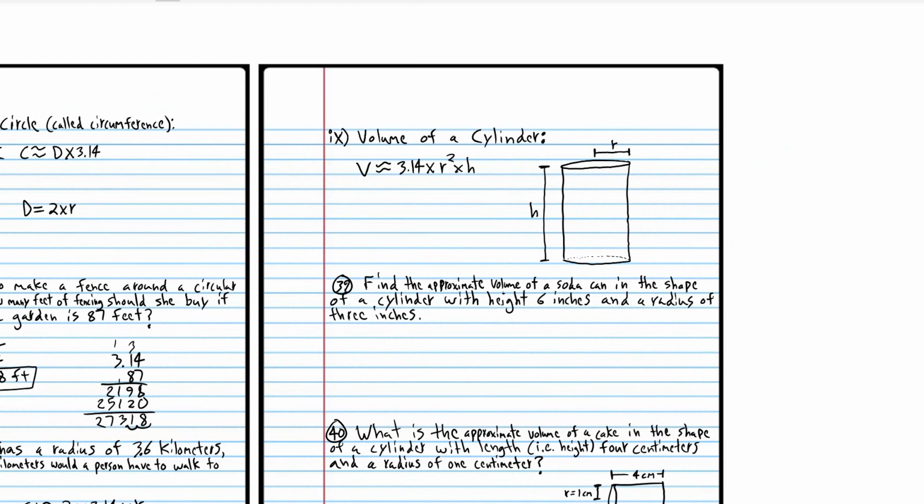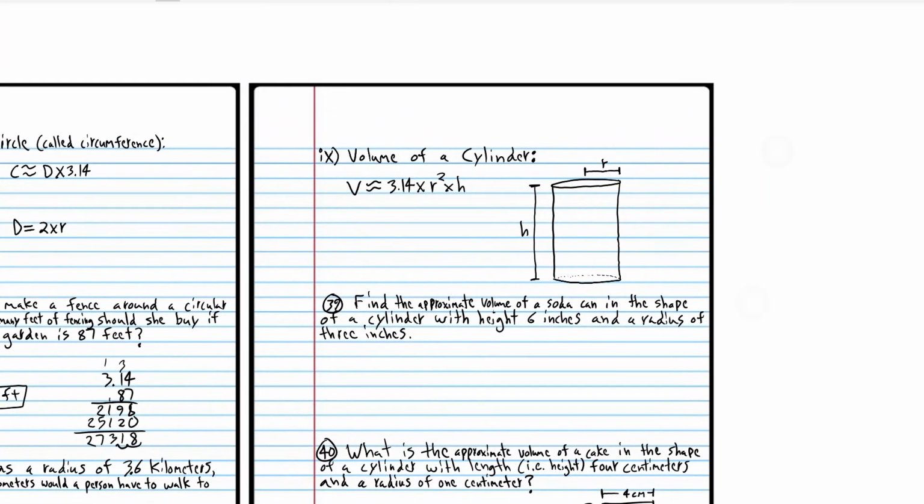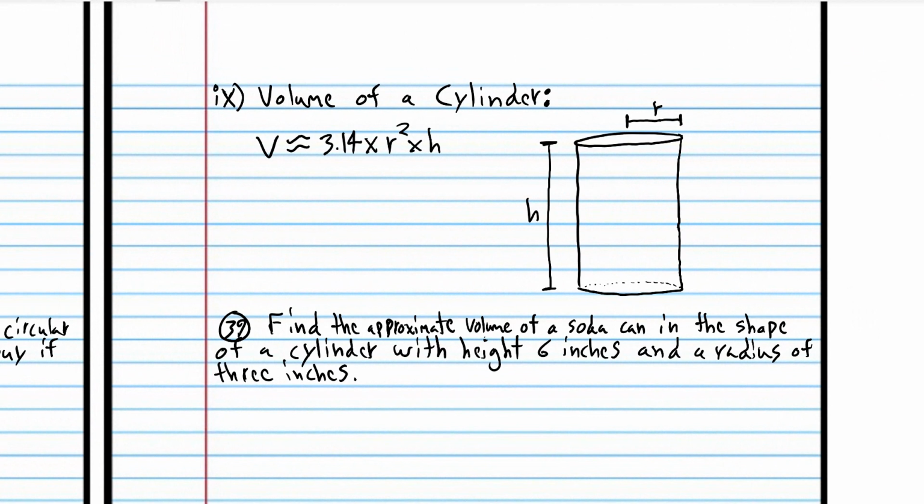All right, so now we're going to go on to the next problem here. That was circumference of a circle. Now we're going to learn the volume of a cylinder. So here's the volume of a cylinder. 3.14 times the radius squared times the height. A cylinder is like a soda can. If you've ever drank anything out of a can, or maybe you have some food cans in your cabinet, that's a cylinder.